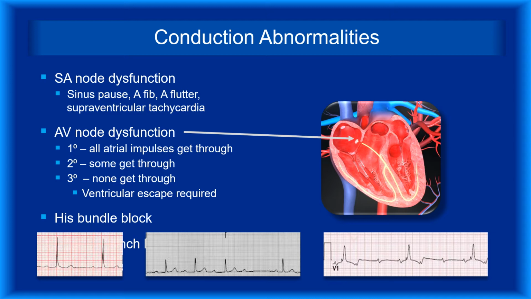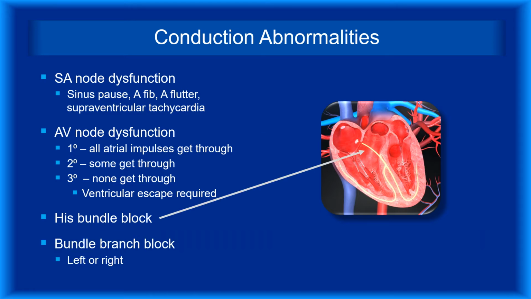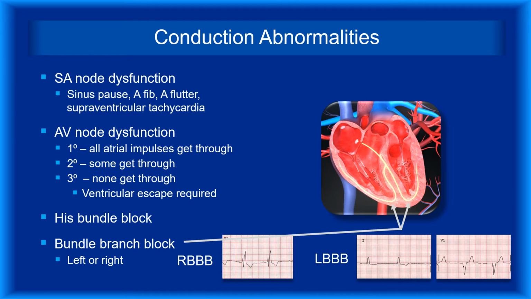In first degree block, all of the atrial impulses make it through the AV node, but conduction is slowed, producing a widened PR interval. In second degree block, not all of the atrial impulses make it through. In third degree or complete heart block, none of the impulses get through. The patient's survival is dependent on ventricular escape beats. There could also be conduction abnormalities at the His bundle or the bundle branches.